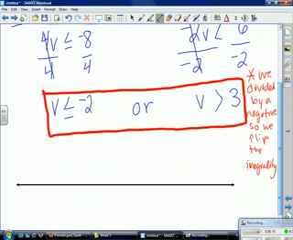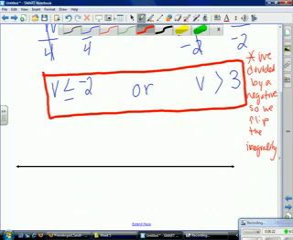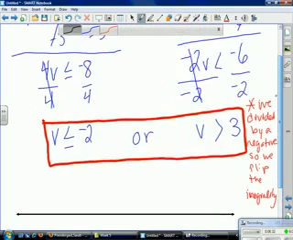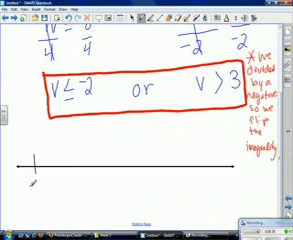So again, we're going to start off with our number line. Number our number line. Sorry, we're going to start at -4.